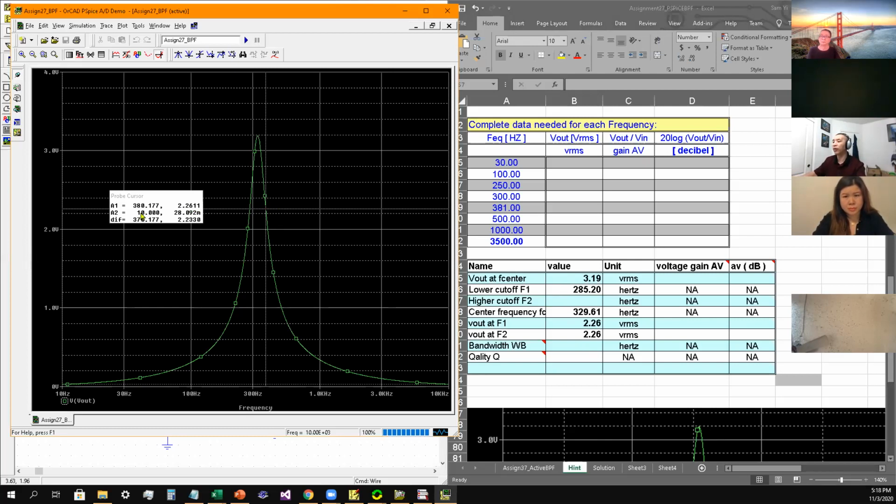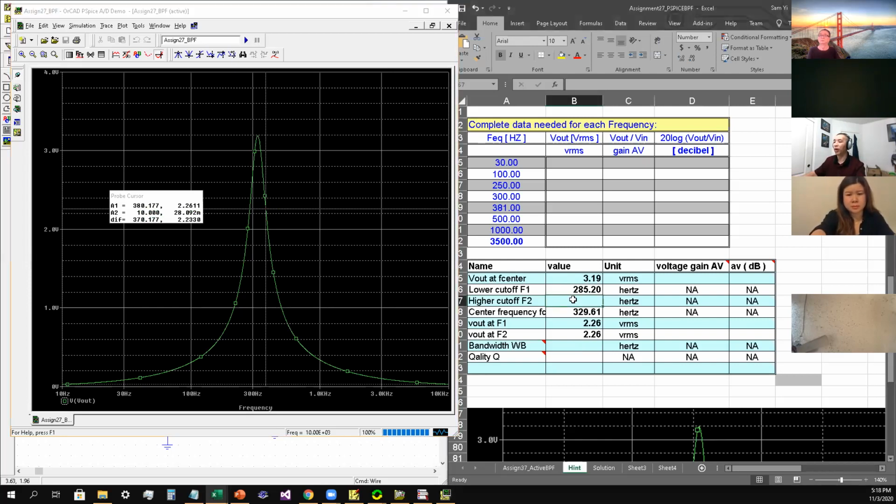Give me 380.17, or I'm going to say 380.1. Okay, 380.1 or point 2, it's up to you. I'm just using 0.1. All right. So that's the lower cutoff.